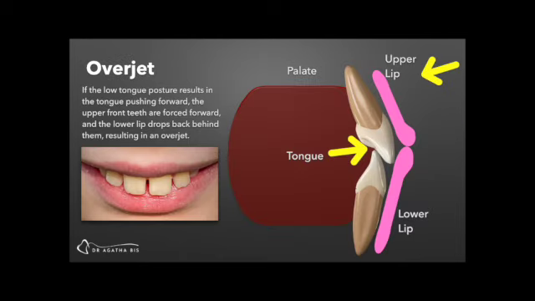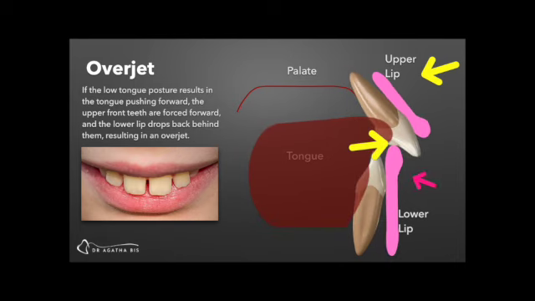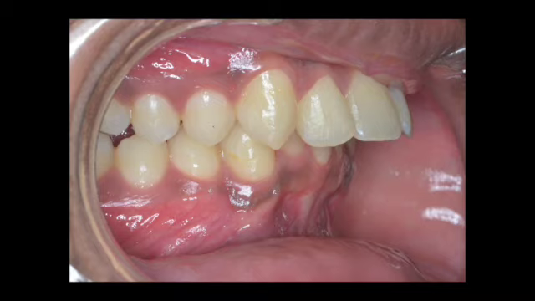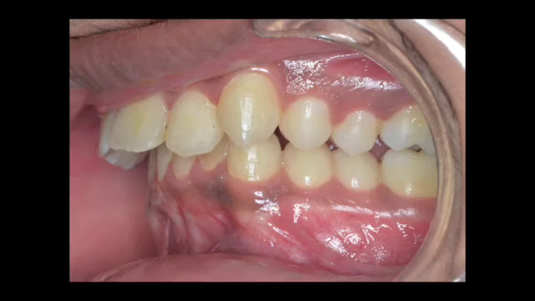Now, how do you get overjet? Well, if the low tongue posture results in the tongue pushing forward, so as the tongue drops, it pushes forward, the upper front teeth are forced forward, and the lower lip drops back behind them, resulting in an overjet. So this is typical of the kids that you see where the teeth are outside of the lower lip. That's simply the tongue posture where the tongue pushed forward and pushed up against the upper lip.